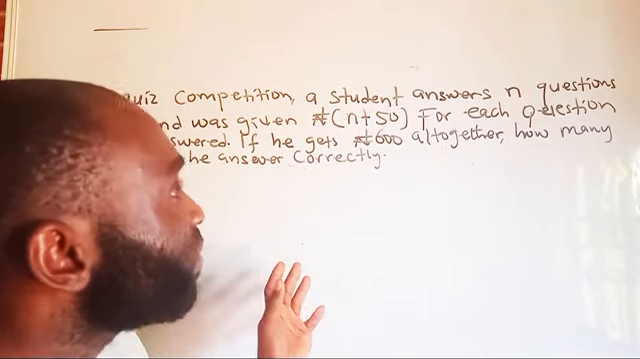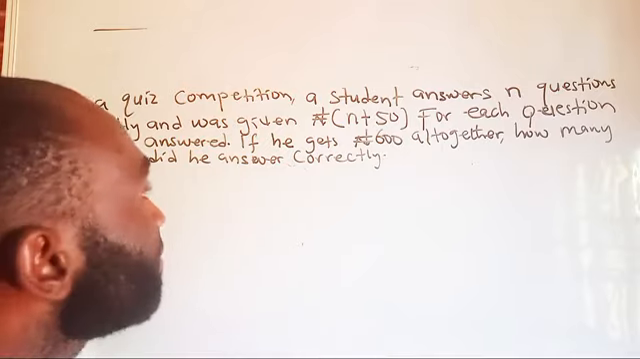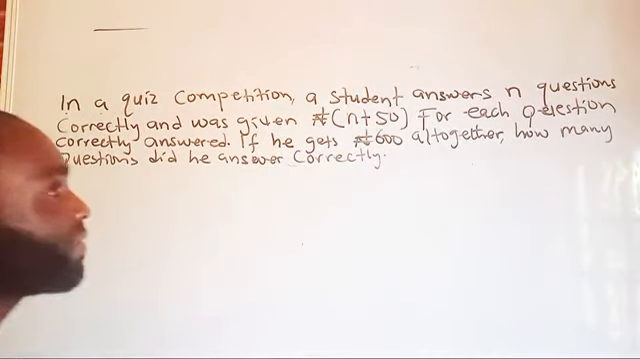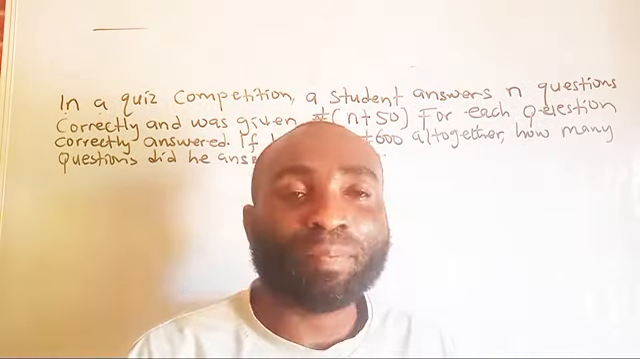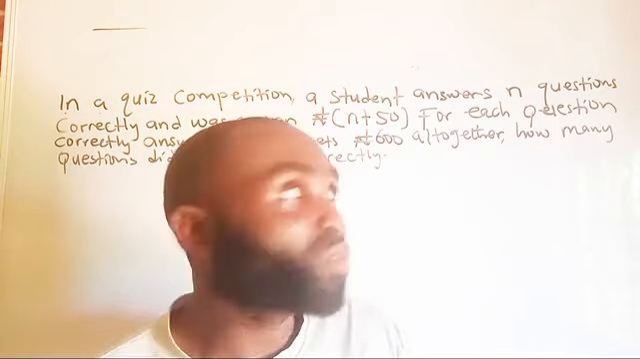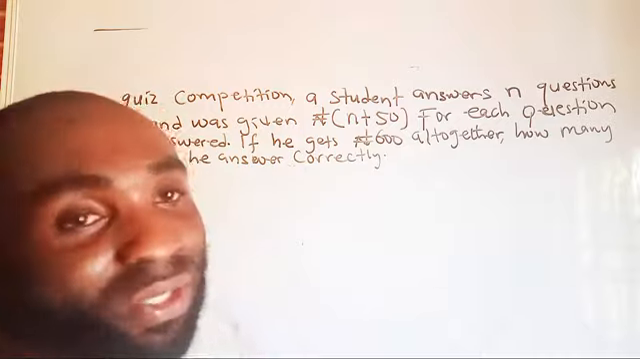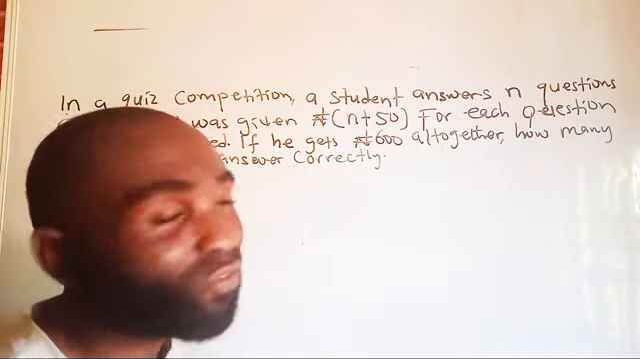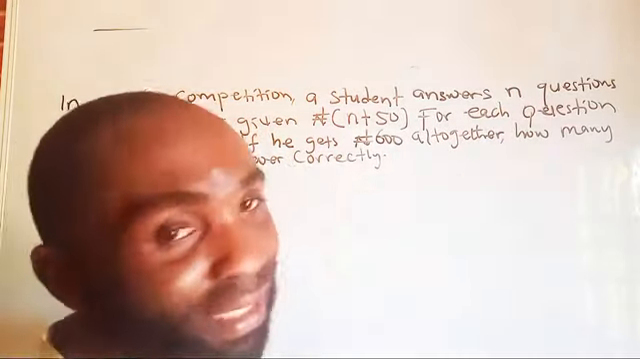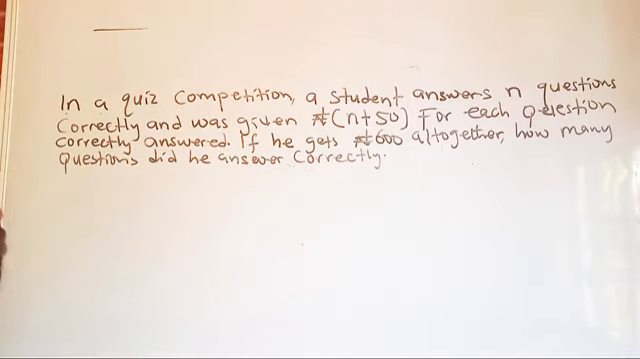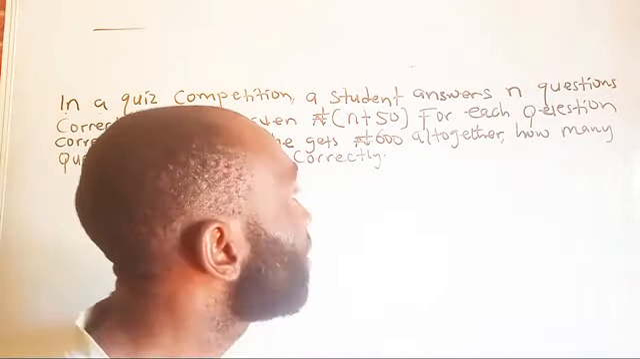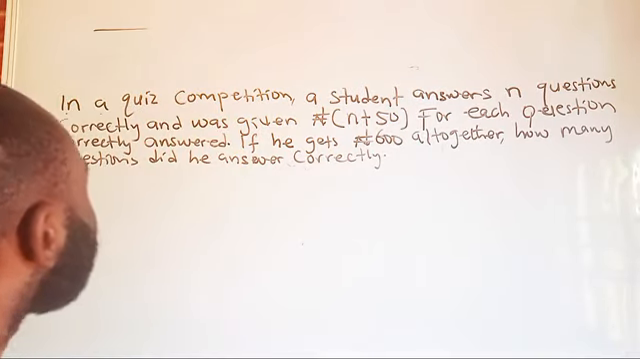So in this question, we are going to read it again. In a quiz competition, a student answered n questions. That is, n questions means there is a particular number of questions the student answered, but for now we don't know, so we set a particular alphabet to stand for it. So the number of questions the student answered was n for now. Take note of that first.